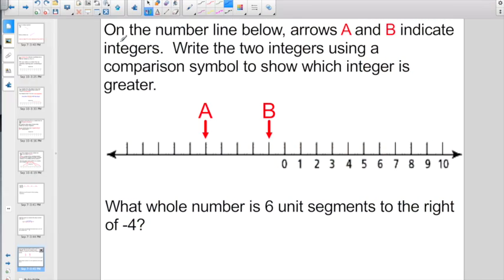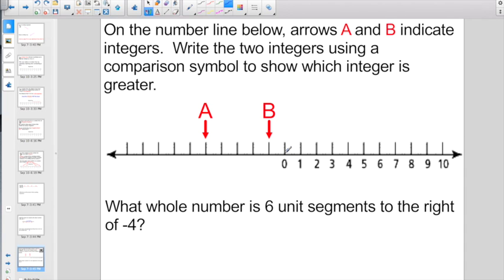Check this out. On the number line below, arrows A and B indicate integers. Write the two integers using a comparison symbol to show which integer is greater. Again, integers just means number: the positive numbers, the negative numbers, and 0. Comparison symbols, that's greater than, less than, or equal to.